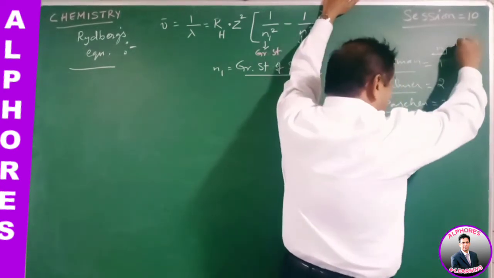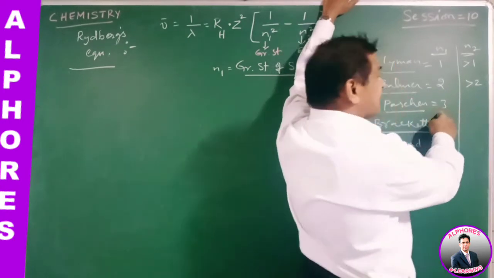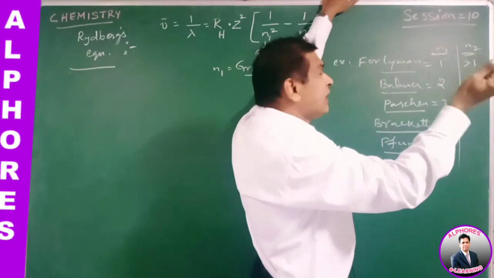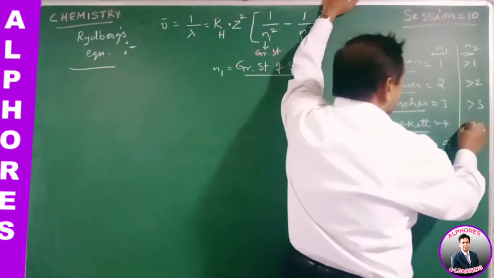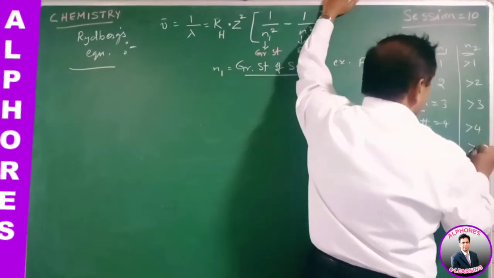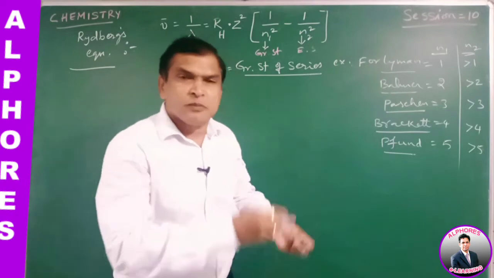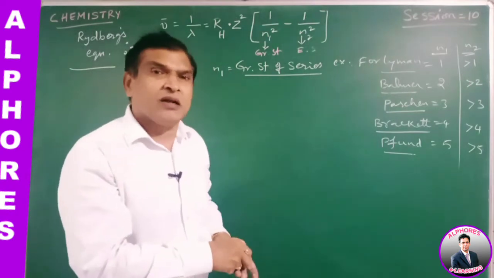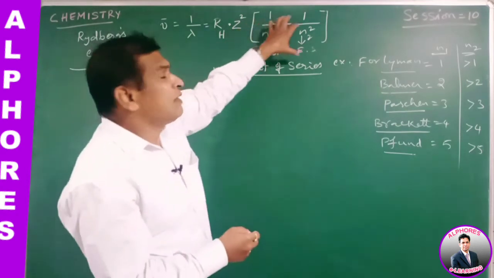N2 greater than 2. And Paschen series is formed at the third energy level, that means the electron may come from the fourth orbit. Okay, greater than 3. It is greater than 4. It is greater than 5. That means from higher energy levels, the electrons are dropped to that particular energy level to give the corresponding spectral lines. Okay, that is what we can understand from N1 and N2.